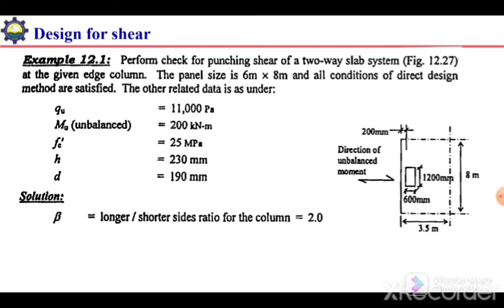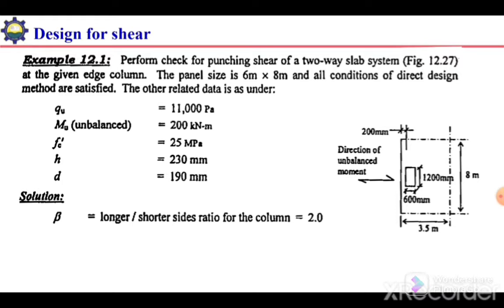Mohammad Tahir. In the previous video, we have studied the concept of shear in case of two-way slabs. We have studied what is one-way shear and two-way shear or punching shear, and we have also studied the different types of two-way shear. In this video, we are going to solve one example to check for the punching shear, if the punching shear capacity of the slab is sufficient or we need to provide some shear reinforcement inside the slab to resist the punching shear.